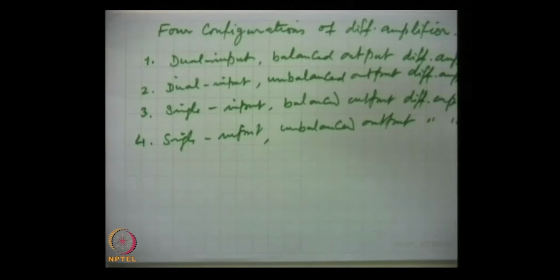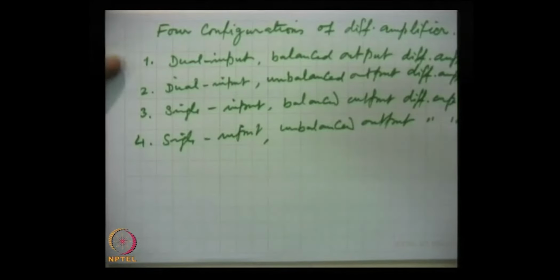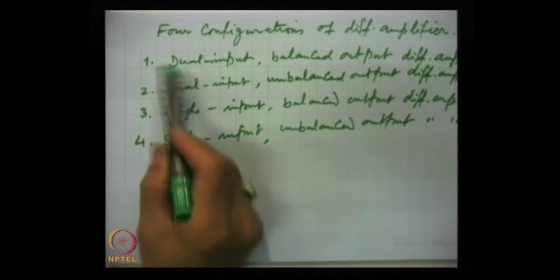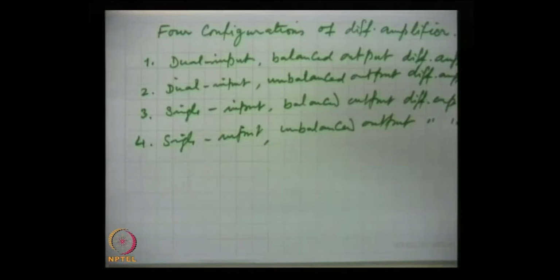So, these are the four configurations. Some of them are widely used, others not, that we will be taking. Now, we take the general analysis, AC analysis of differential amplifier, and then from that general analysis we will take important parameters for these amplifiers also. So, general analysis means dual input balanced output differential amplifier. So, this we are going to do.